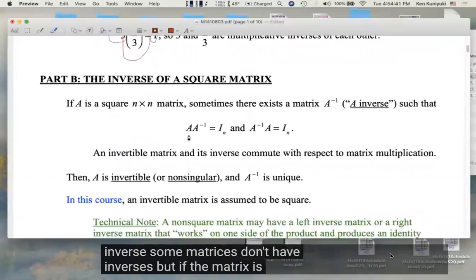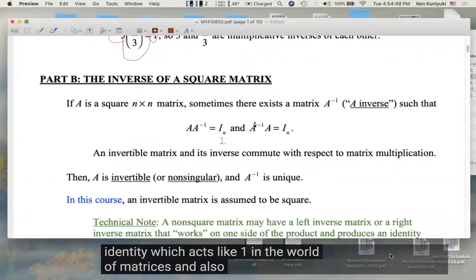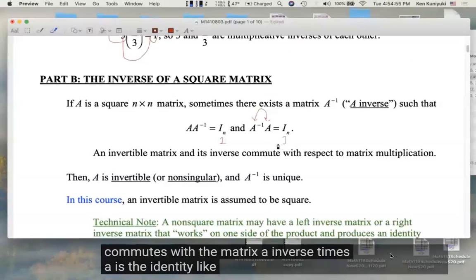But if the matrix is invertible, then A times A inverse will give you the identity, which acts like 1 in the world of matrices. And also, the inverse commutes with the matrix. A inverse times A is the identity, like 1.